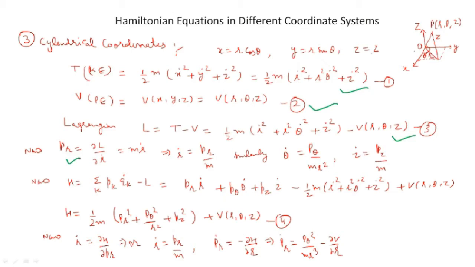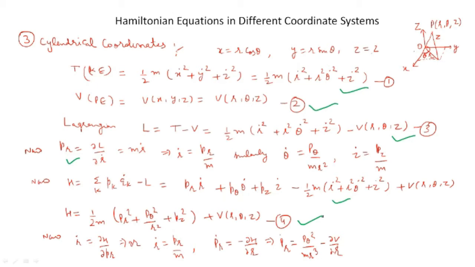Now we can solve this equation, and our Hamiltonian will be 1/2 m (p_r square plus p_theta square upon r square plus p_z square) plus V(r, theta, z). Let us say it is equation number 4.